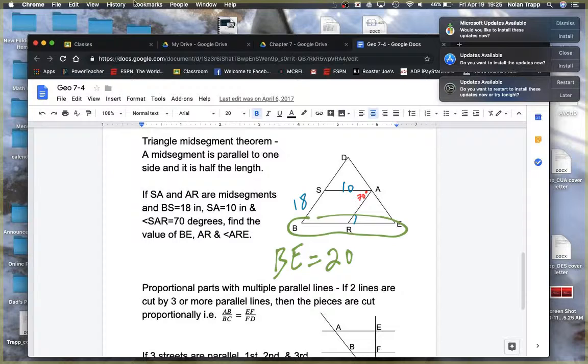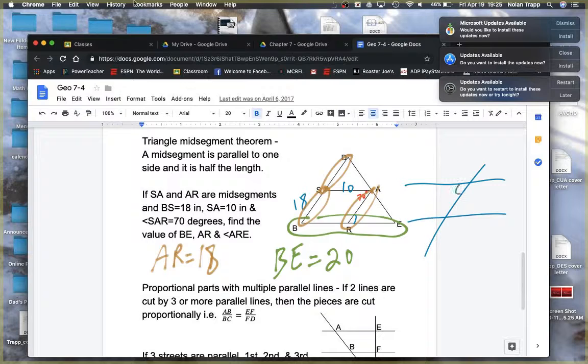Okay? Now I want to talk about this. Mid-segments, if you remember from trapezoids, have to go to the middle of the triangles. So, that's what a mid-segment's defined as. So this length is half of the whole. And since this is half of the whole, we can also say that AR has to equal 18. And then if we go here, and I'm going to draw my parallel lines and draw this, this angle and this angle are alternate interior, therefore angle ARE would have to equal 70 degrees.